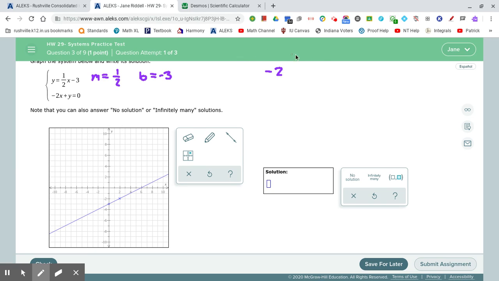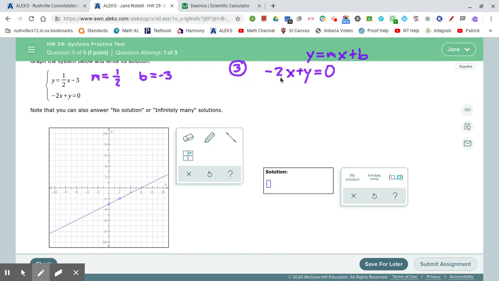On a work page, it'd be a good idea to put your name, the homework number, and then label that this is for question number 3. And here is our equation. We have -2x plus y is equal to 0. Our goal is to get this in the form y equals mx plus b. Notice that when I have this in the form y equals mx plus b, nothing else should be on the same side as y.